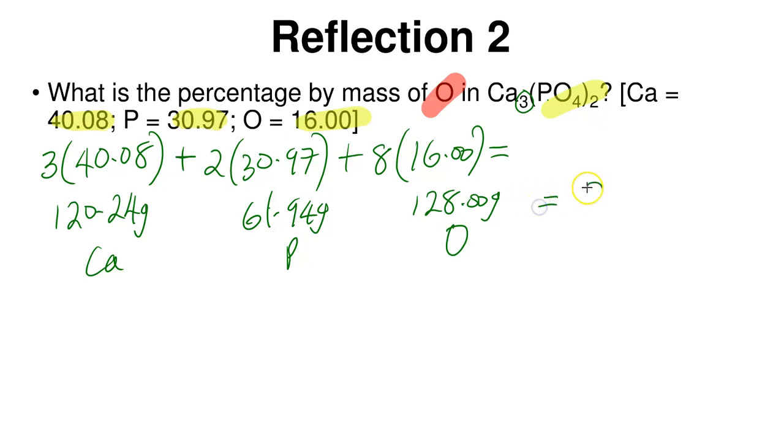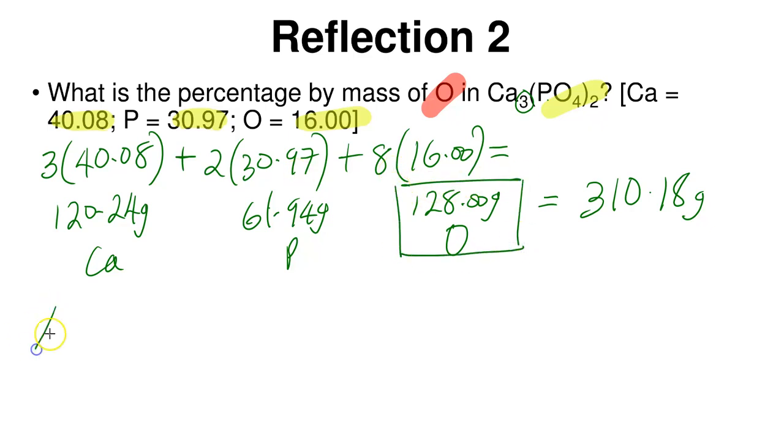And if you do add everything together, it gives you 310.18 grams of calcium carbonate. So the oxygen part in this molecule is only 128 grams. So what are we going to do? The percentage of oxygen in this will be given by the 128 grams of oxygen.